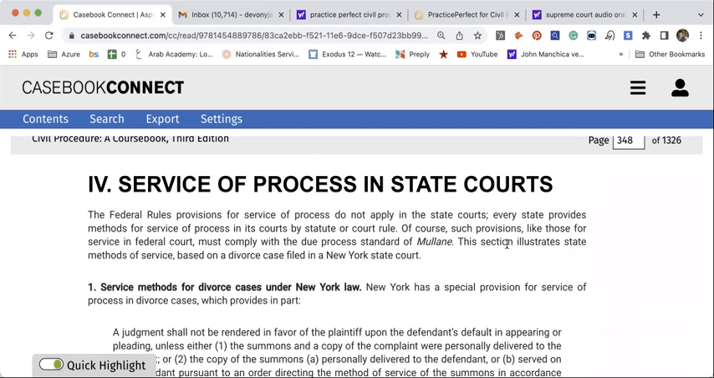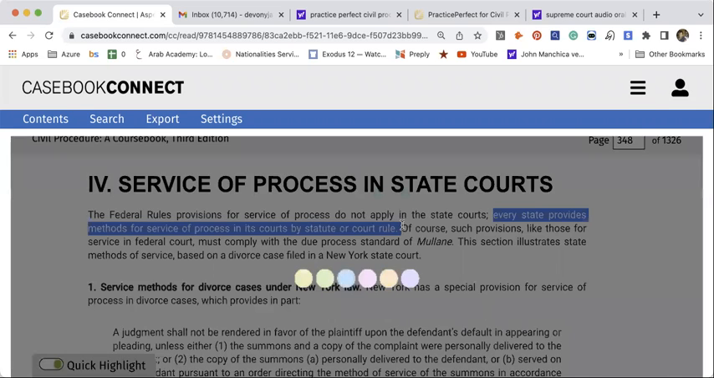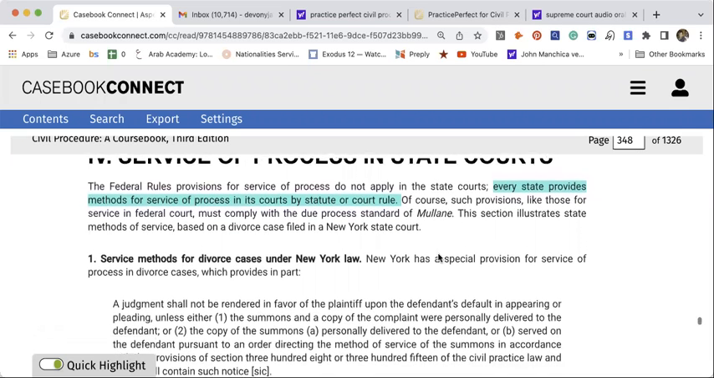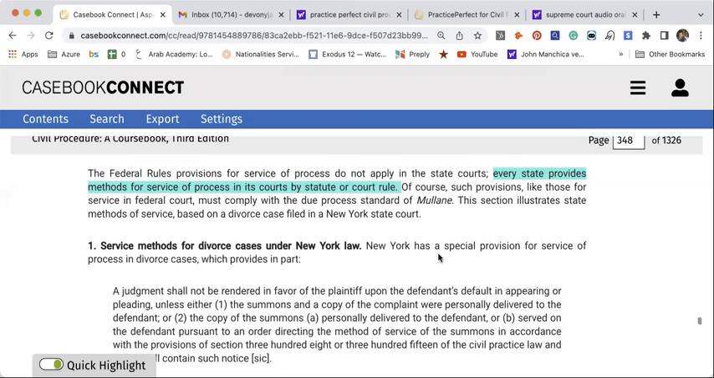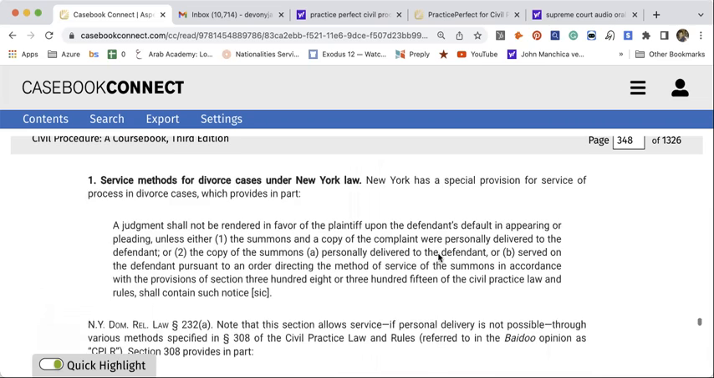Service of process in state courts. The federal rules provisions for service of process do not apply in state courts. Every state provides methods of service of process in its courts by statute or court rule. Of course, such provisions, like those for service in federal court, must comply with the due process standard in Mullane. This section illustrates state methods of service based on a divorce case filed in a New York State court. Service methods for divorce cases in New York law.